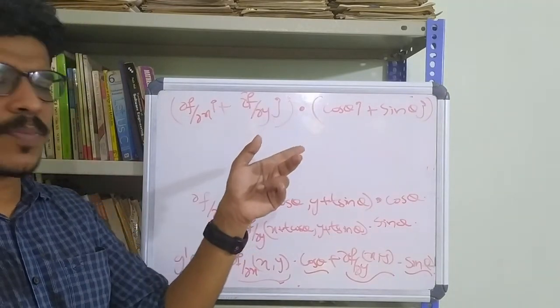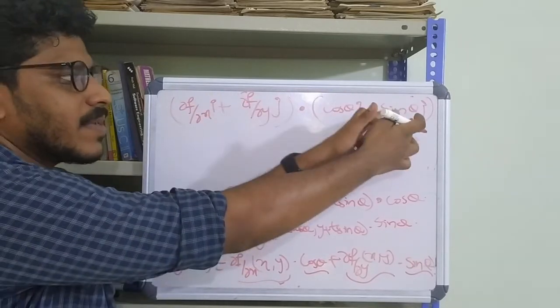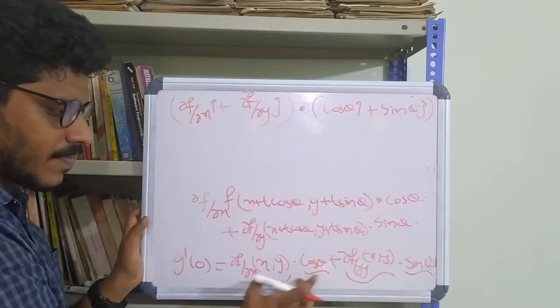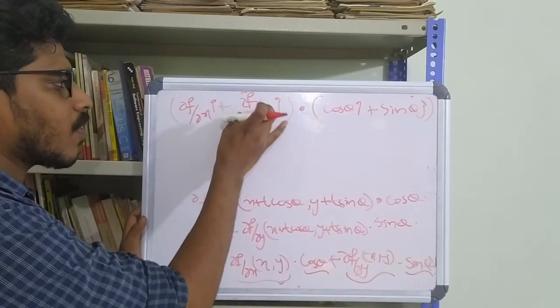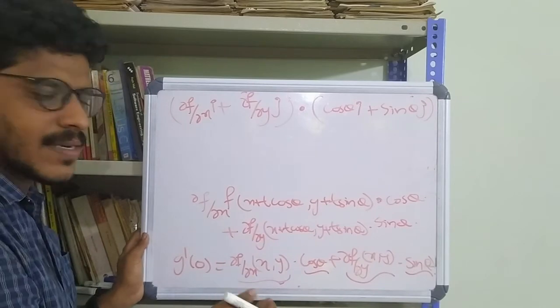How do we find the dot product? The first term into first term plus second term into second term. So the first term into first term is ∂f/∂x into cos theta plus ∂f/∂y into sin theta. This is exactly what appears here.